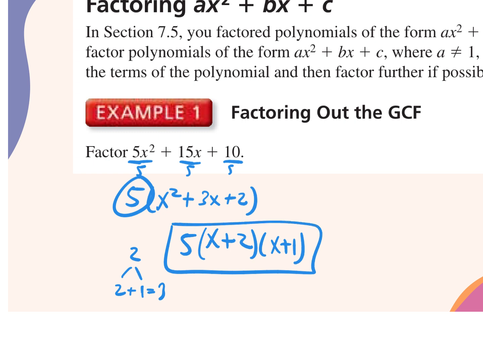This is our final answer. And if you were to FOIL it and then distribute the 5, you do get the original expression. So in all of these problems, check first if you can take out a GCF. You're not always going to be able to. The majority of the problems in this video are going to be problems where you cannot take out a GCF, and I'll show you how to do problems like that.